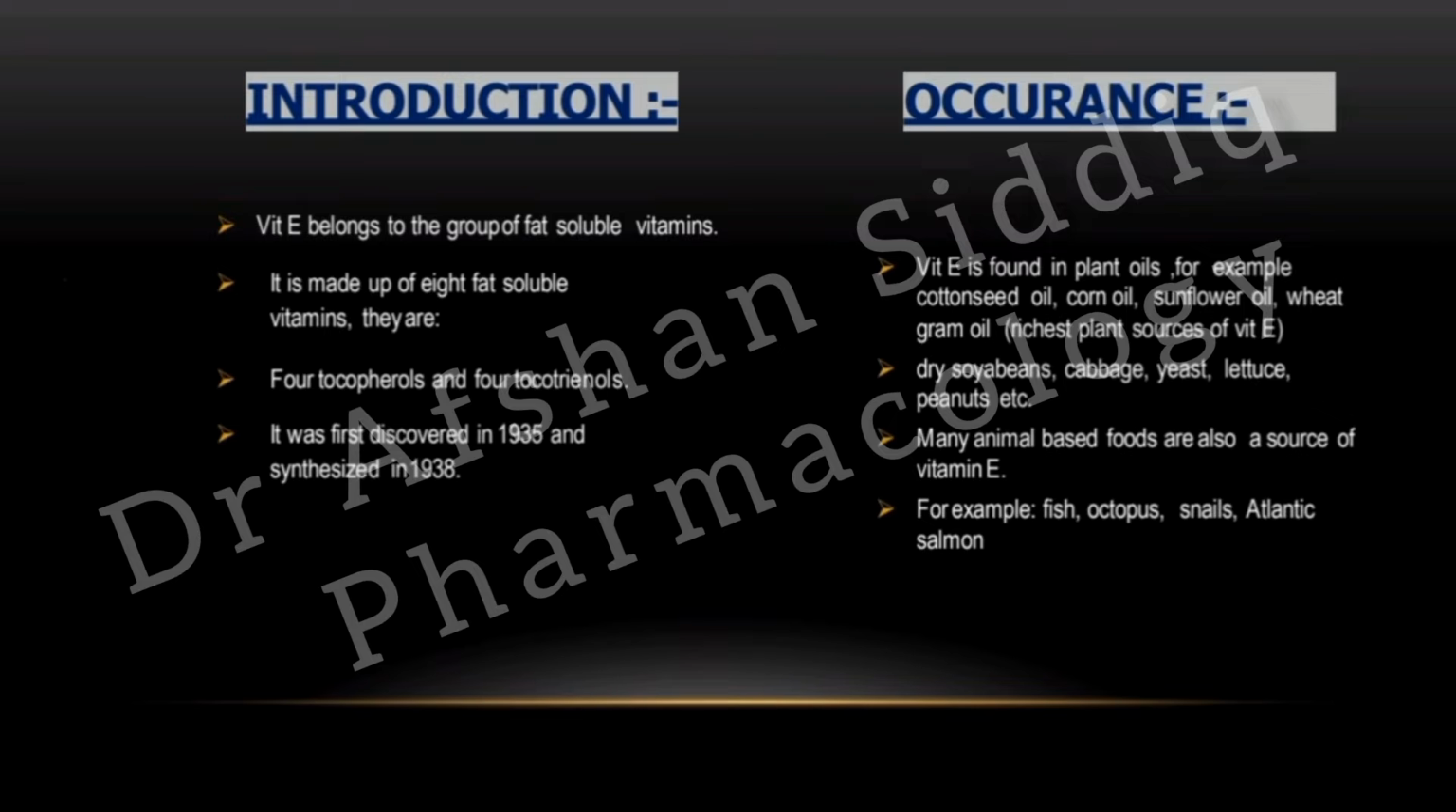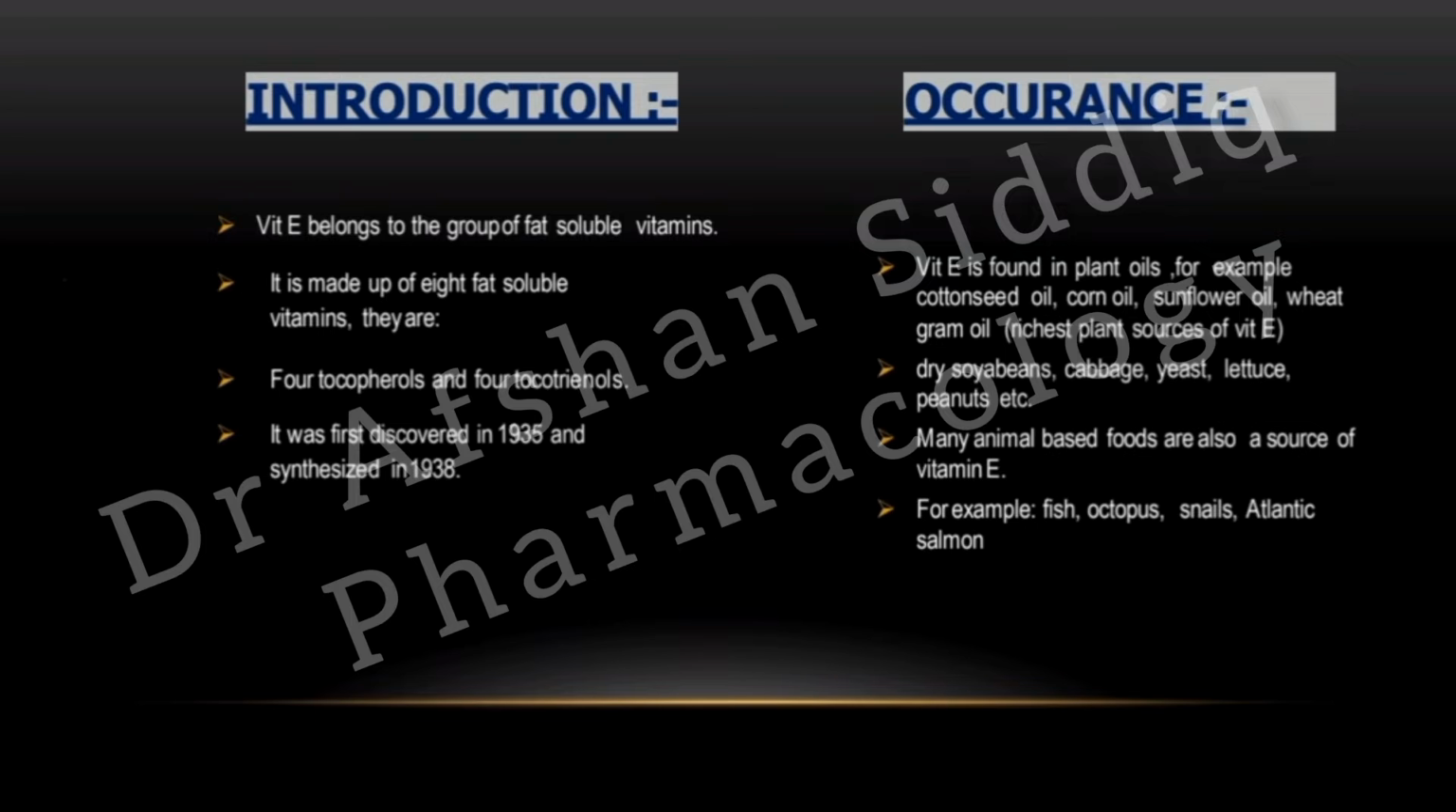Among these set of 8 compounds, 4 are termed as tocopherol and the other 4 are termed as tocotrienol. This type of distribution is made on the basis of the chemical moiety present within the structure of vitamin E, due to the presence of different chemical moiety within the chemical structure. So it is not a single vitamin, it is a group of 8 different compounds, and among them 4 are termed as tocopherol, and the corresponding 4 are termed as tocotrienol.